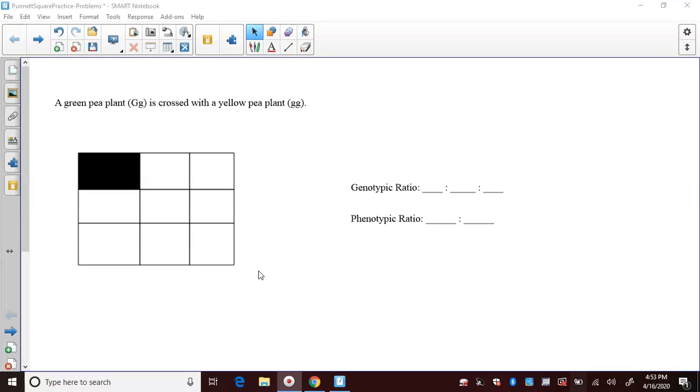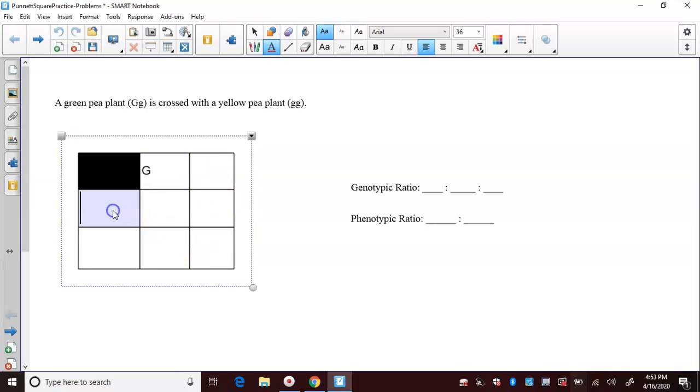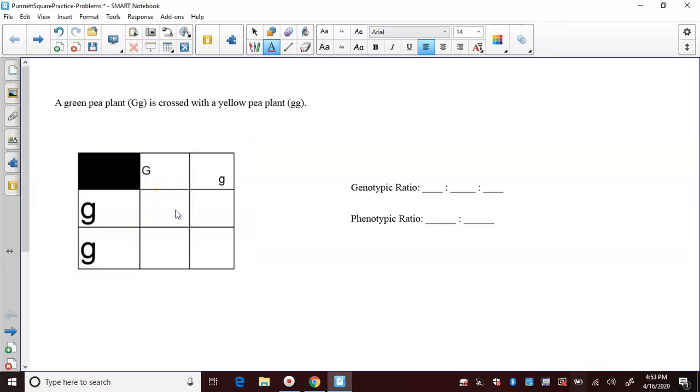Then the first thing you're going to do is put the genotypes into the Punnett square. At the top of these two boxes at the top here, this is where the first parent's genotype is going to go. So I'm just going to type it in there. So we have capital G, then lowercase g, and then the other parent's genotype goes on the side here. So lowercase g, then lowercase g. Okay, so then what you're going to do is put them together.